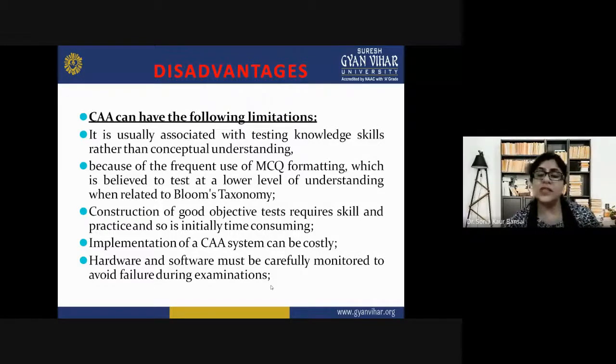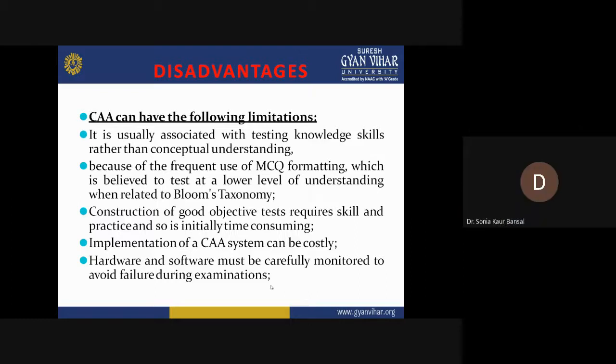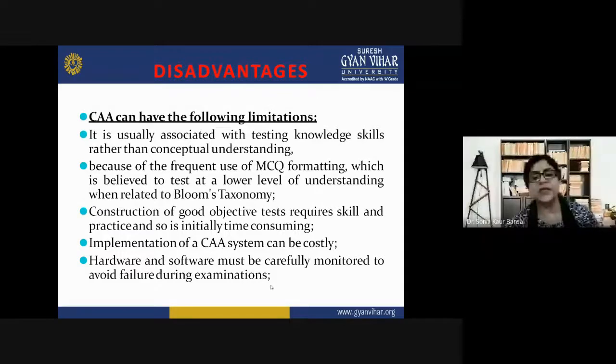So the subjective part is on here, and MCQs are considered the lower level, as mentioned in Bloom's taxonomy also. But as it suits most examiners and the need of the present scenario, MCQs are used a lot. Then the third thing: objective tests require skill and practice, and so are initially time consuming.